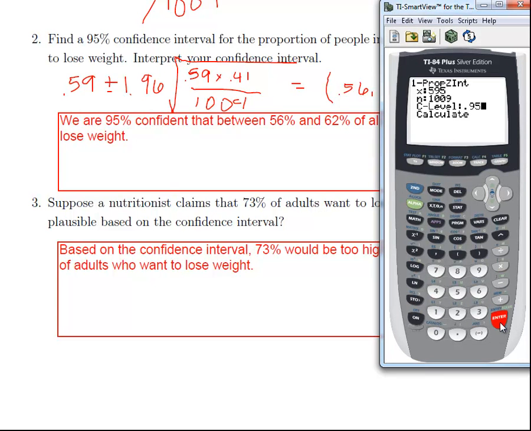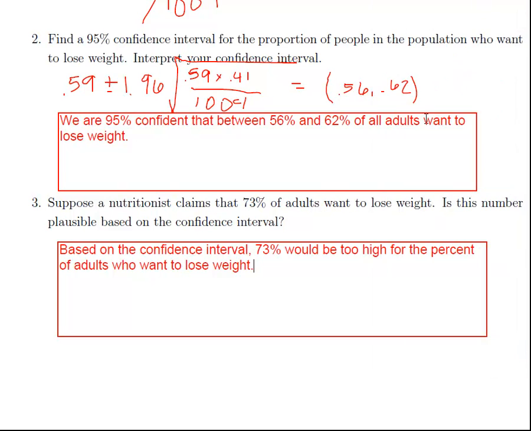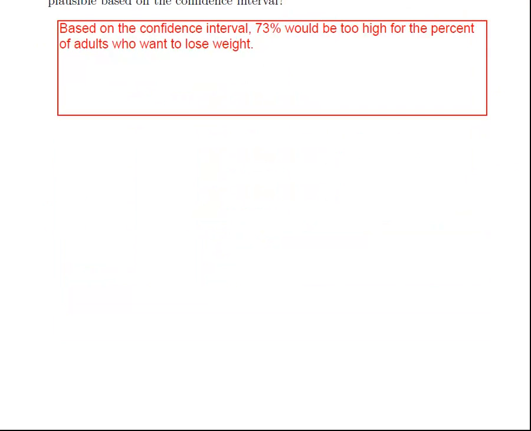And then I just hit enter. Or yeah, enter. And I hit it again. There we go. So we have about the same numbers, a little bit of rounding error, but 0.56 up to 62% when we use the calculator. Okay, so that's it for that section.